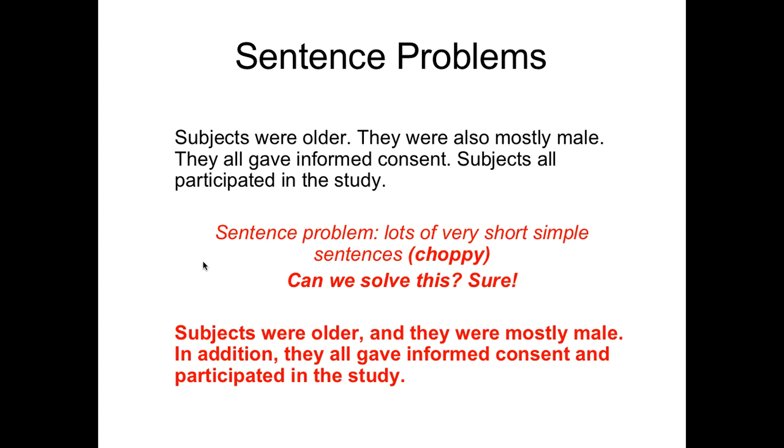And again, in more basic level language, this is actually the preferred style. You'll notice that children's books often read this way. There's a reason for that. However, at this point, we're aiming for more advanced academic writing. We want to solve it and make it read more smoothly. So we could do something like, subjects were older, comma, and they were mostly male. In addition, they all gave informed consent and participated in the study. So we've just used some linkers to bring our thoughts together. Words like and, in addition, okay? And that helps it read more fluently.